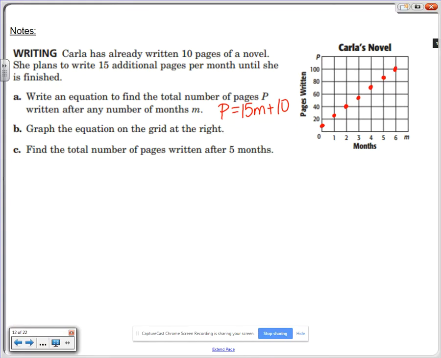How's everybody doing with my points? Do you see how I plugged them in to find the points if I couldn't do my rise over run? Okay, so now that I have that, question C says, find the total number of pages written after 5 months. How am I going to do that? You already know the answer, you just have to look at it. Look at the 5 months, and folks, isn't this 5 months right here? Yes? So how many pages did I write? Wasn't that 85 when we plugged it in? So the answer to this would be 85 pages.